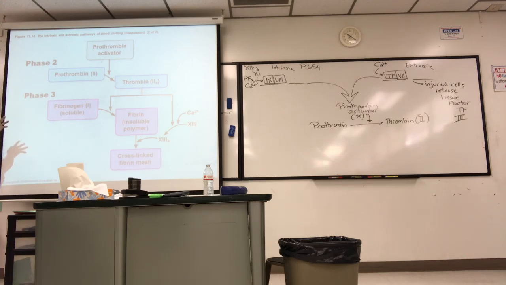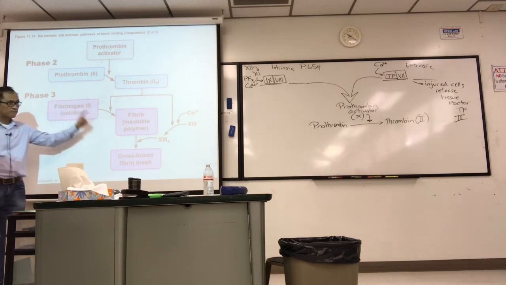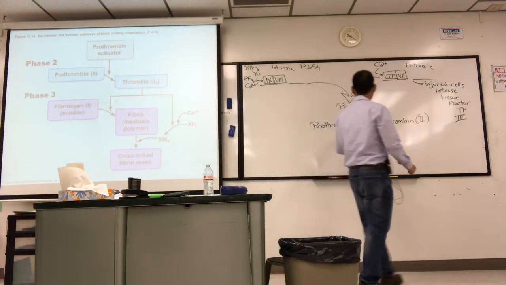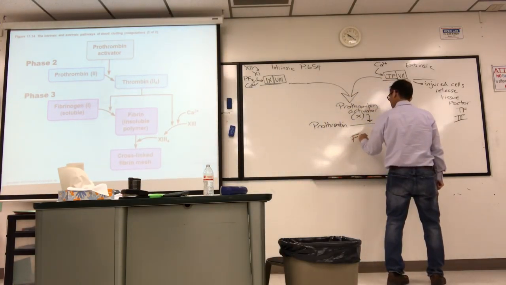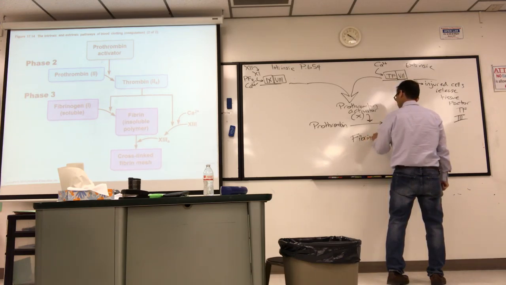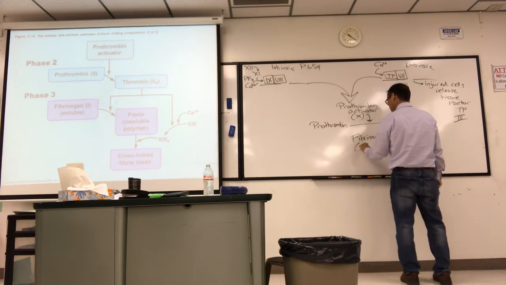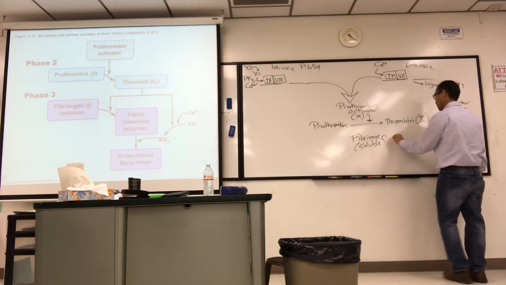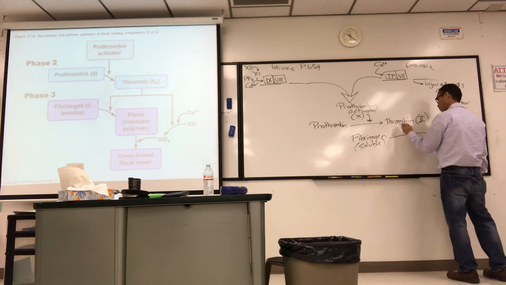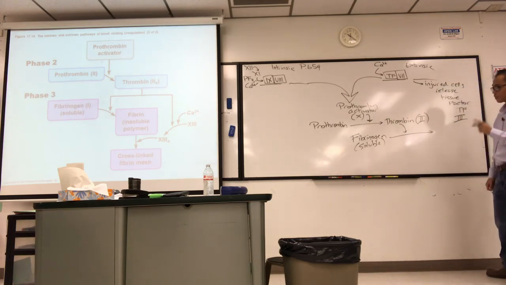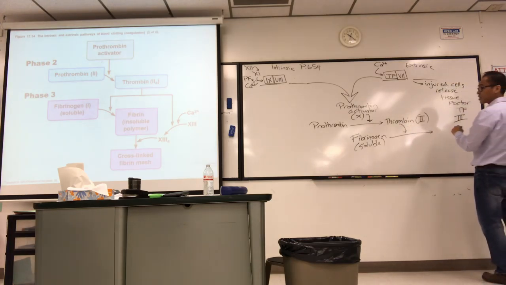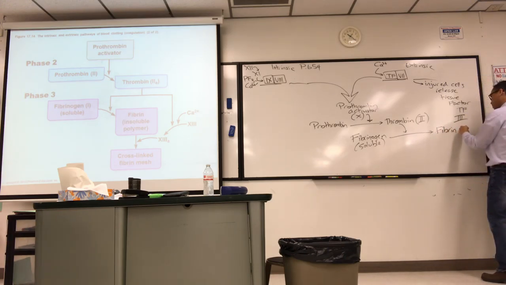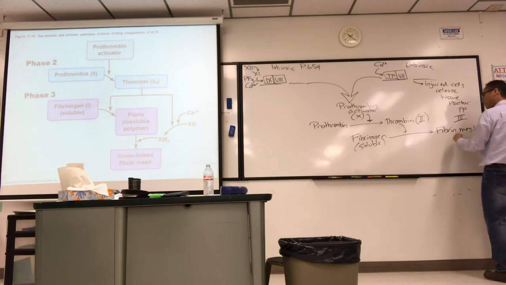So, thrombin will convert fibrinogen to fibrin. Fibrinogen is soluble in the plasma. You want to get it to come out of solution. So, thrombin will convert that to its insoluble form, fibrin. You get your fibrin mesh, your little strands of fibrin.